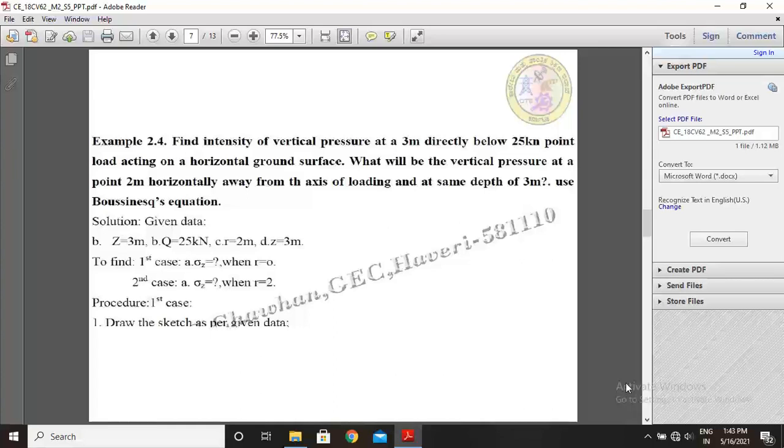Solution. Given data: Z is 3 meters, Q is 25 kilonewton, R is 2 meters. To find, in the first case, sigma Z when R equals 0. In the second case, sigma Z when R equals 2 meters. Let us see the procedure. First case, draw the sketch as per the given data.